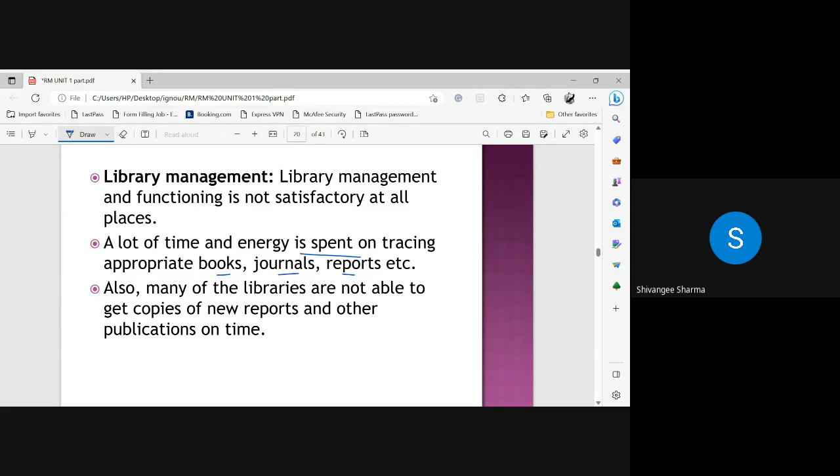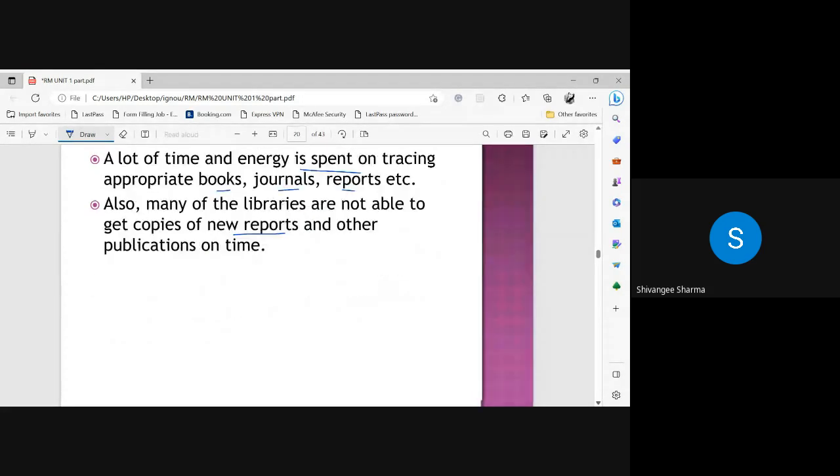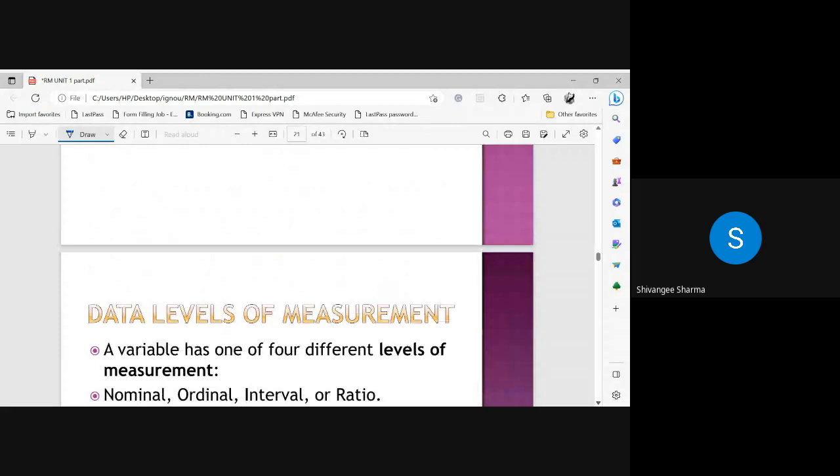Like you can get some books and journals and reports related to your research on academia. So go through some trusted websites. Not every website, books and journals and reports are 100% correct. Also, many of the libraries are not able to get copies of new reports because publications take time. So this can also be a hindrance for a researcher to conduct a research.